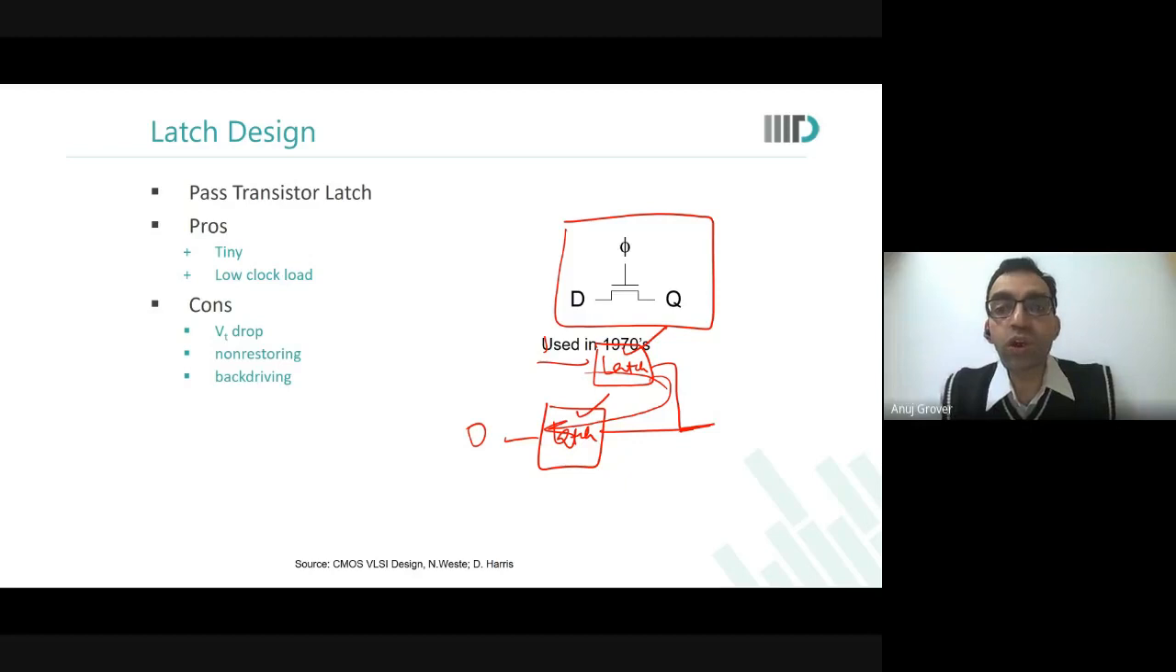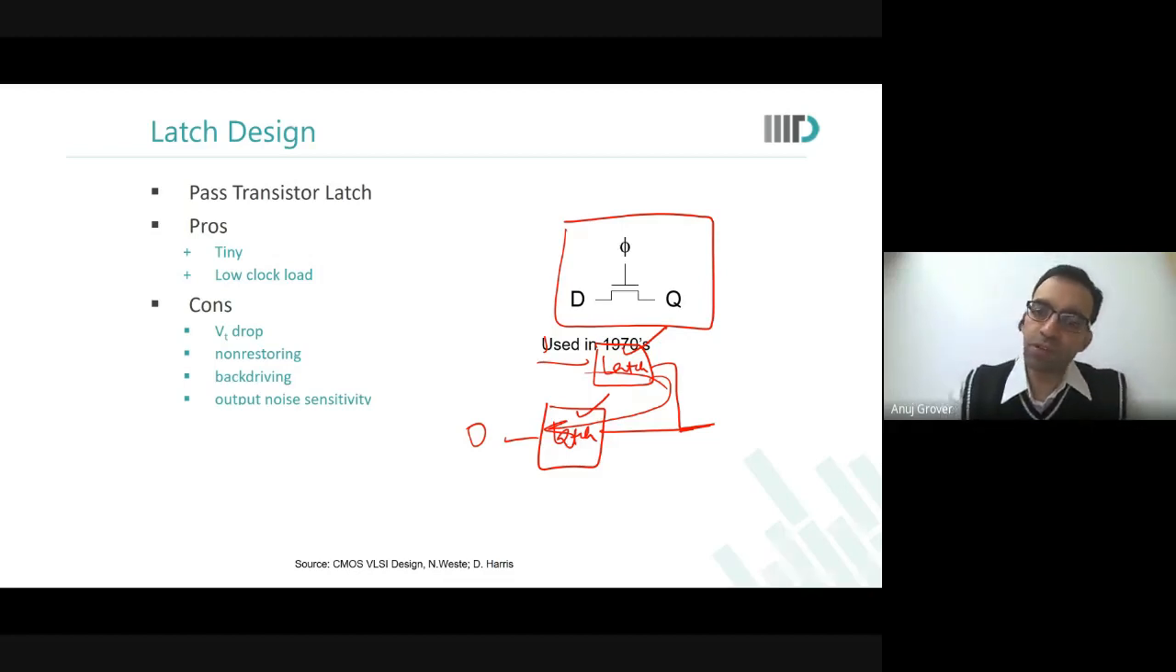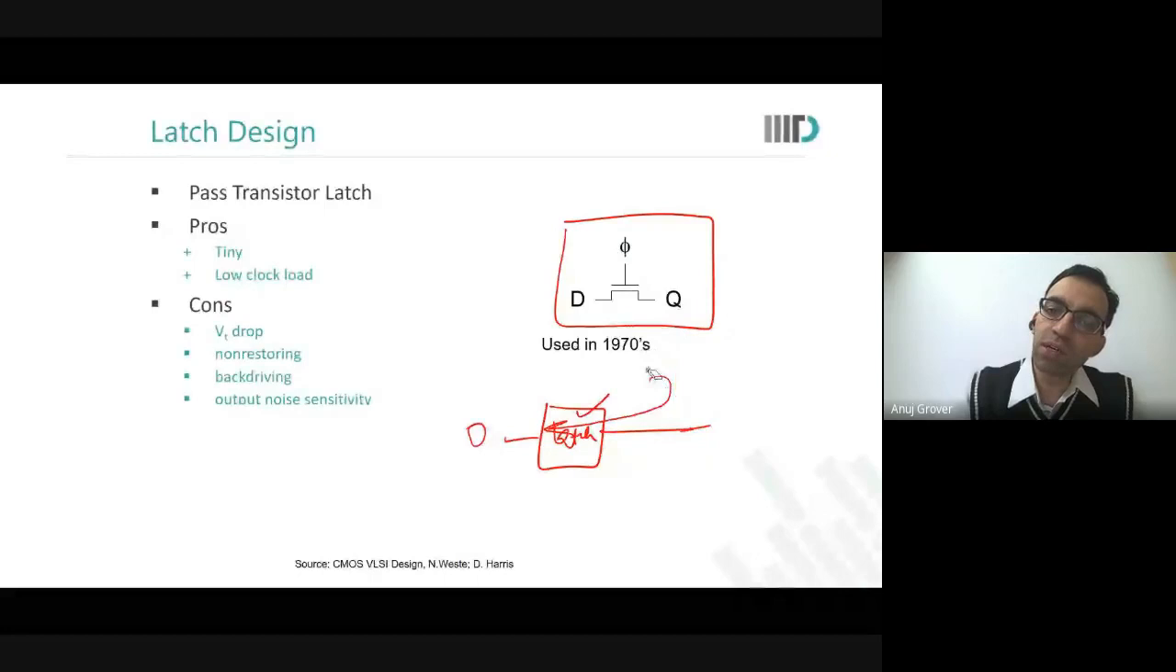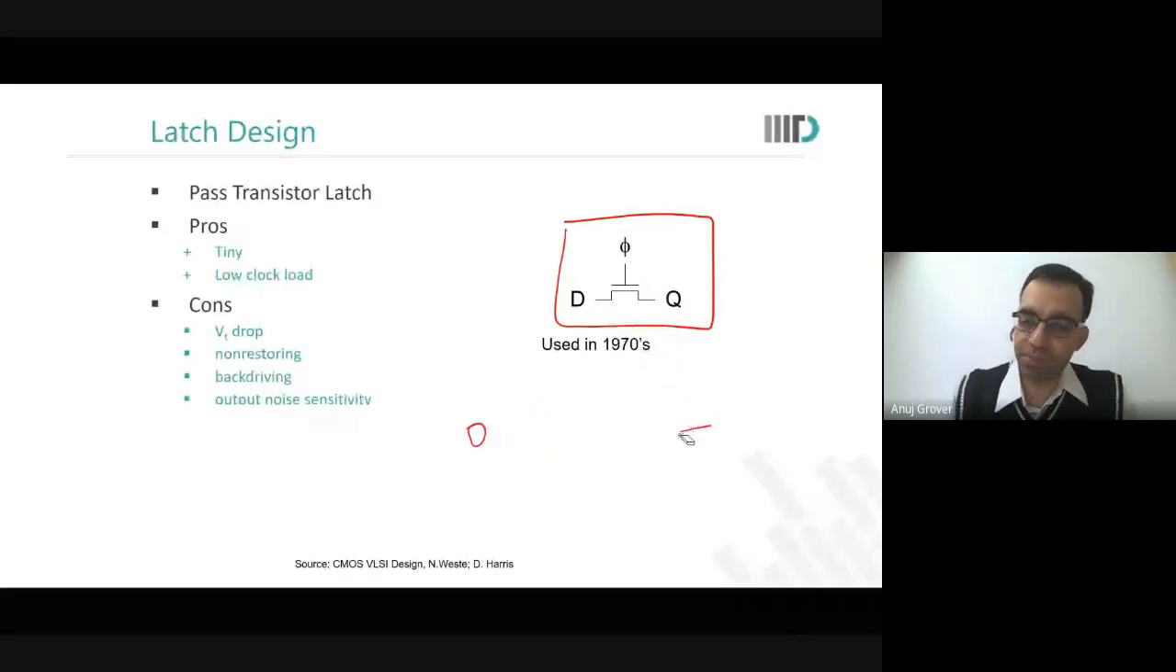So this is called back driving. Means output is driving the input. Again, this is absolutely undesirable. Okay. And then there is lots of sensitivity to noise because of not really restoring stuff. If there is noise on clock, again things will start to muddle up and so on. Okay.